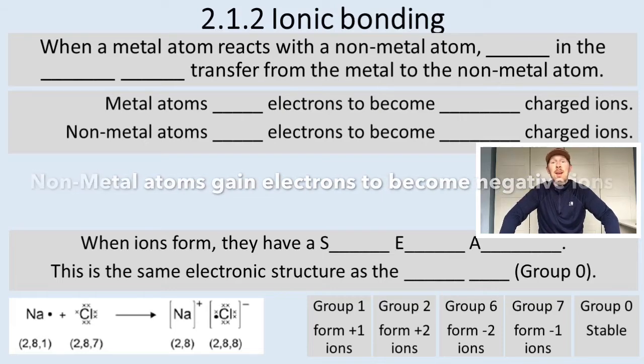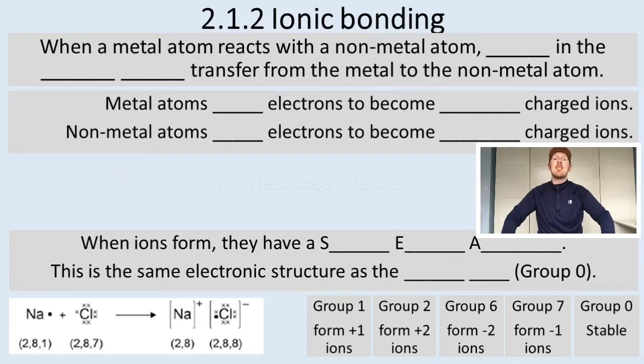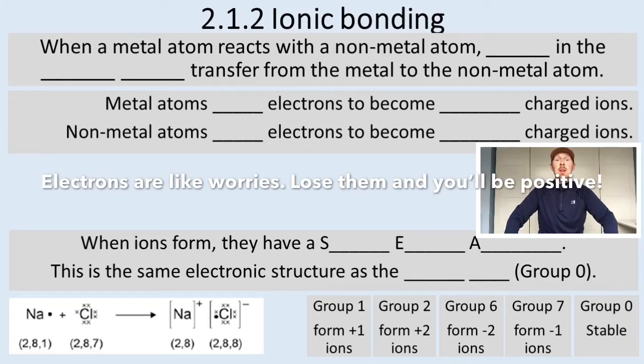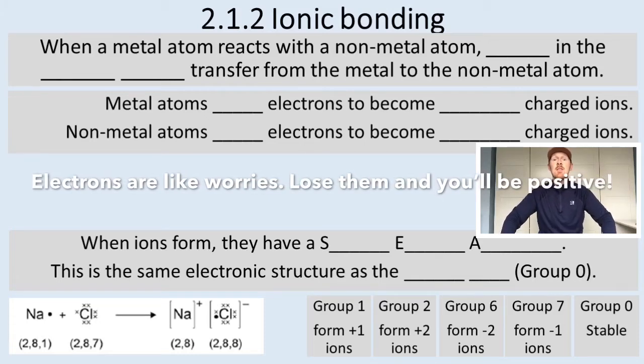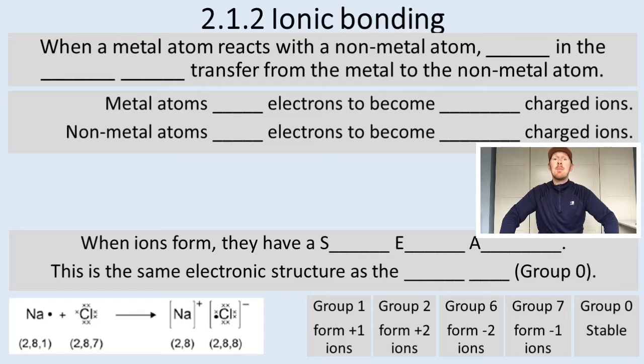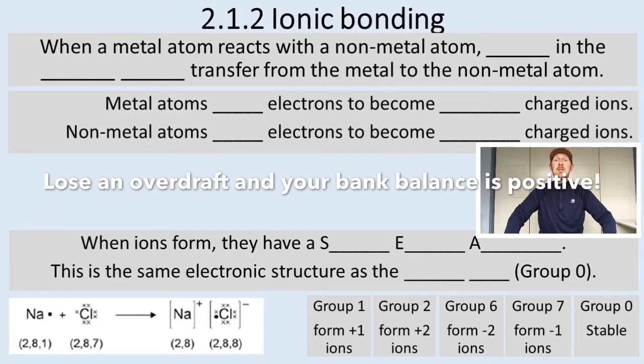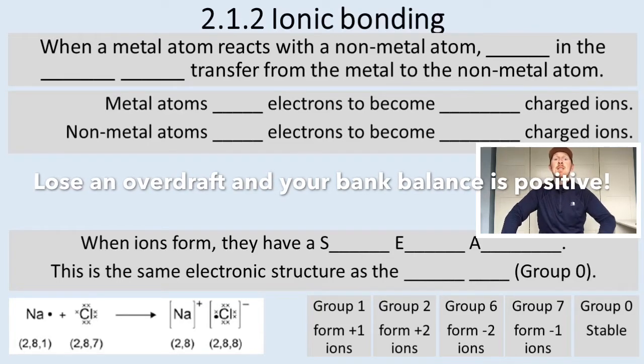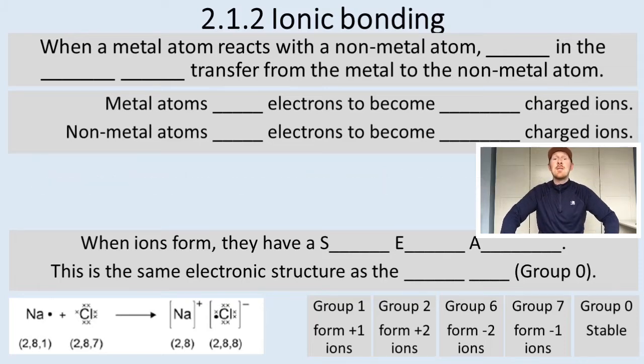Different people think about electrons in different ways, but if you consider an electron is a worry, when you lose a worry you become positive, but if you gain a worry you become negative. Or if you're in overdraft, if you lose your overdraft your bank balance is positive. If you gain an overdraft your bank balance is negative.